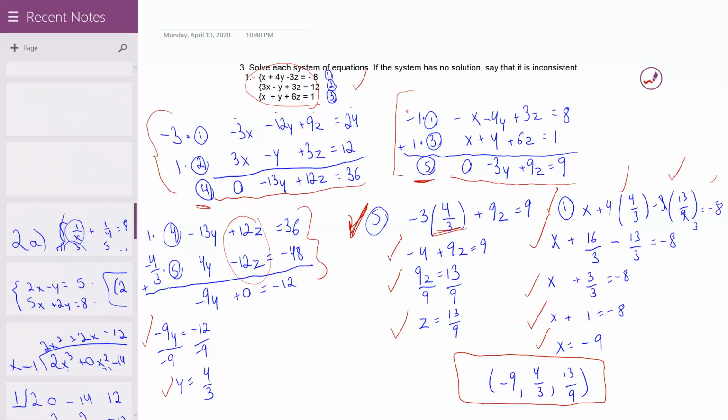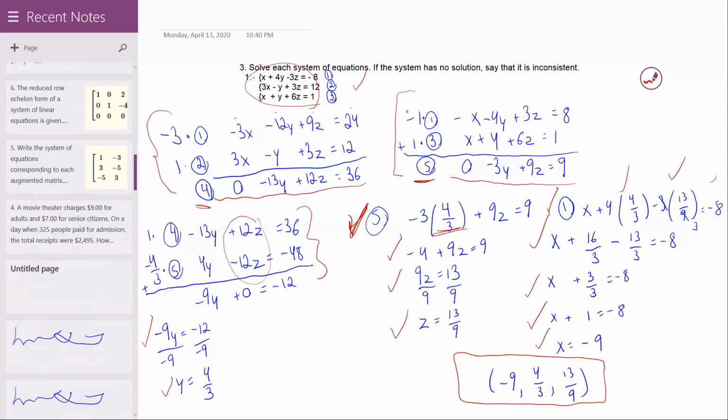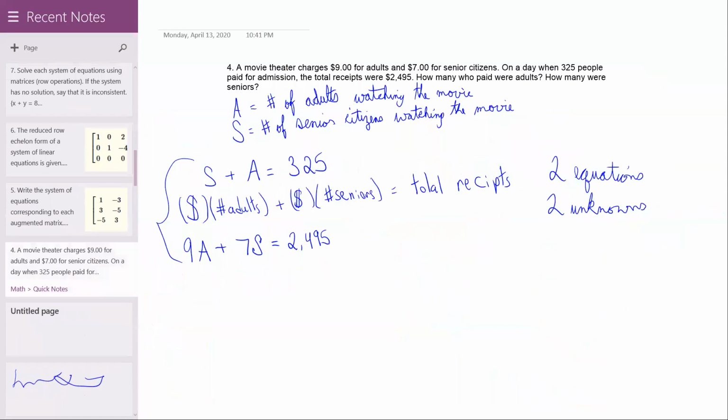Go on to number 4. I'm not going to solve it all the way because it's really similar to what we're doing, but this is a basic word problem that you should be able to figure out. If you remember at the beginning of the semester, we emphasized not using two variables. We were like, always make things in terms of one variable. Here we can finally make it with two variables.